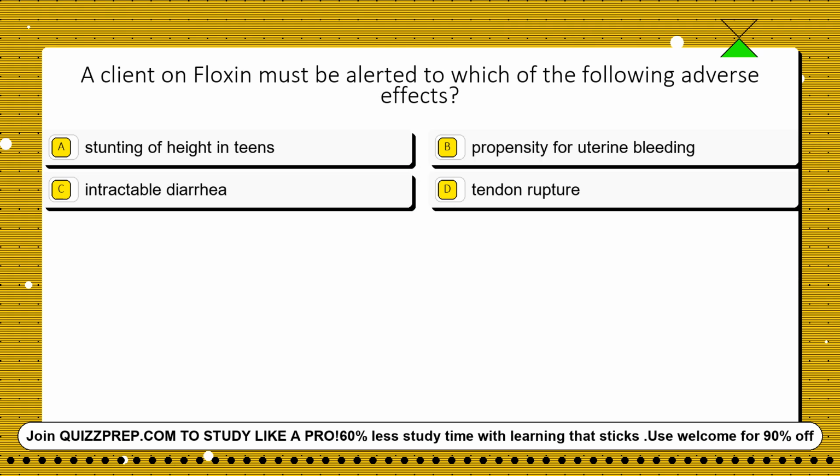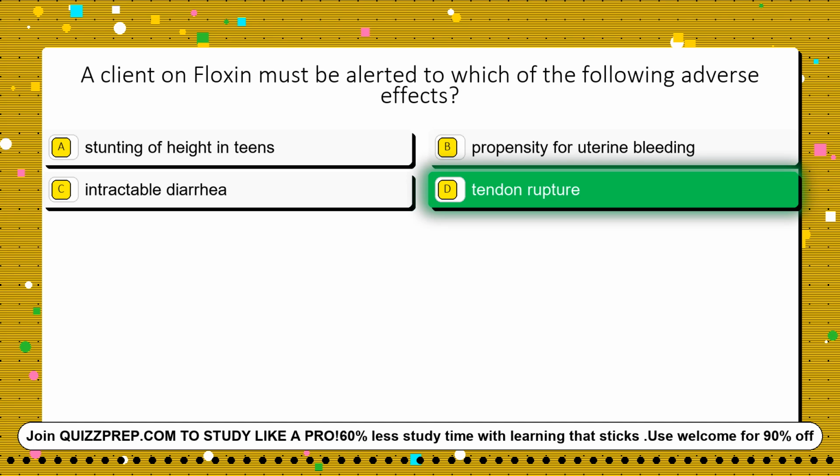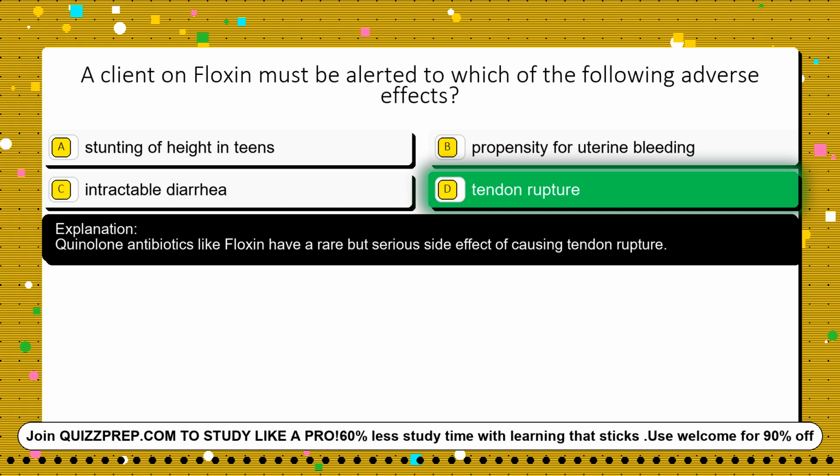Question 69. A client on Floxin must be alerted to which of the following adverse effects? Option A, stunting of height in teens. Option B, propensity for uterine bleeding. Option C, intractable diarrhea. Option D, tendon rupture. The correct answer is option D, tendon rupture. Quinolone antibiotics like Floxin have a rare but serious side effect of causing tendon rupture.